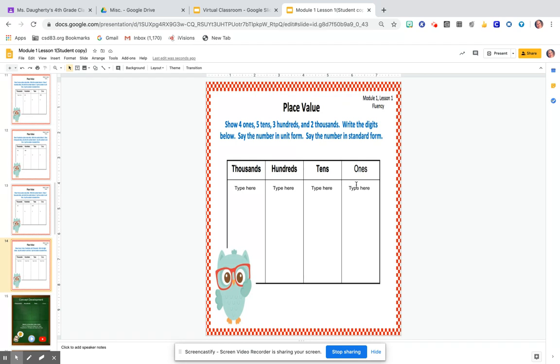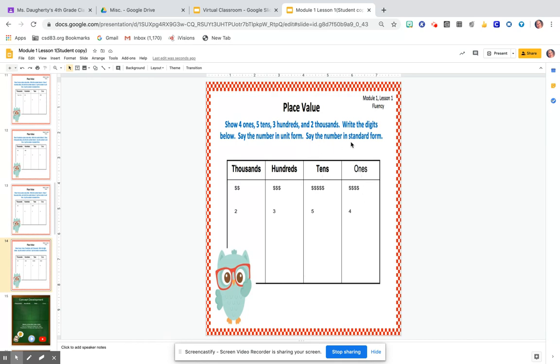I have 4 ones. Here's my ones column. I've got 1, 2, 3, 4. 4. Okay, I've got 5 tens. 1, 2, 3, 4, 5. Number 5. I have 3 hundreds. 1, 2, 3. Number 3. And I have 2,000. So each place value has something this time. 1, 2, and 2. So the way I would say this in unit form is I would say I have 2 thousands, 3 hundreds, 5 tens, and 4 ones.